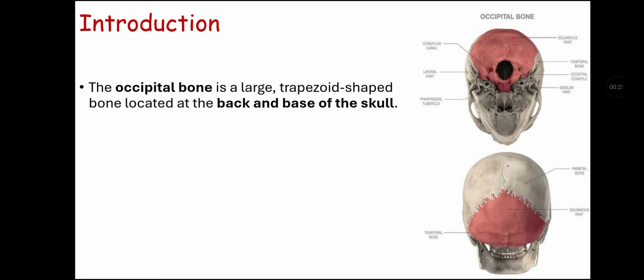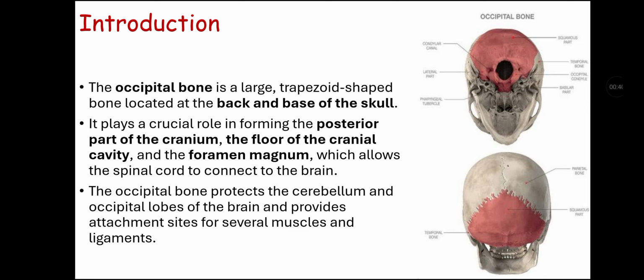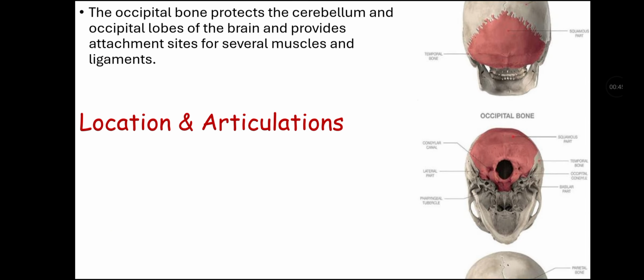Occipital bone is a large trapezoid shaped bone located at the back and base of skull. It plays a crucial role in forming the posterior part of cranium, the floor of cranial cavity, and foramen magnum, which allows the spinal cord to connect to the brain. Occipital bone protects the cerebellum and occipital lobes of brain and provides attachment site for several muscles and ligaments.